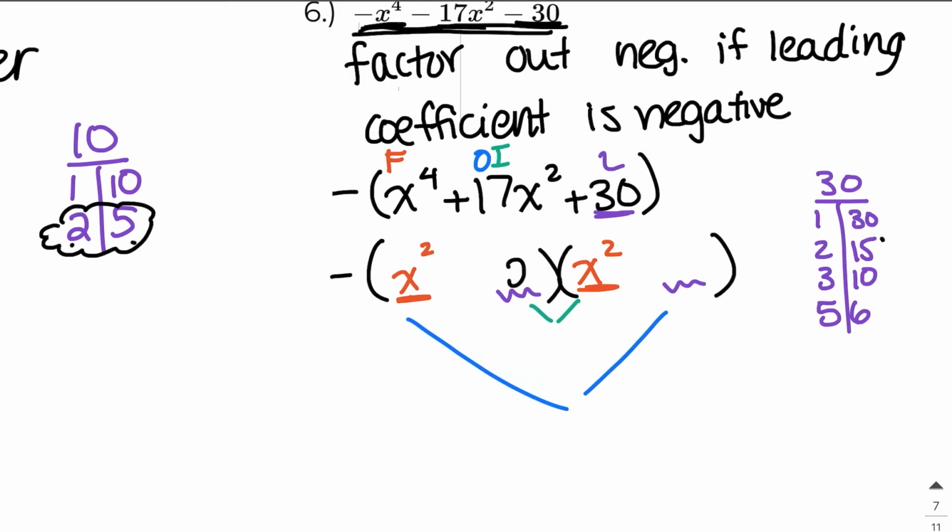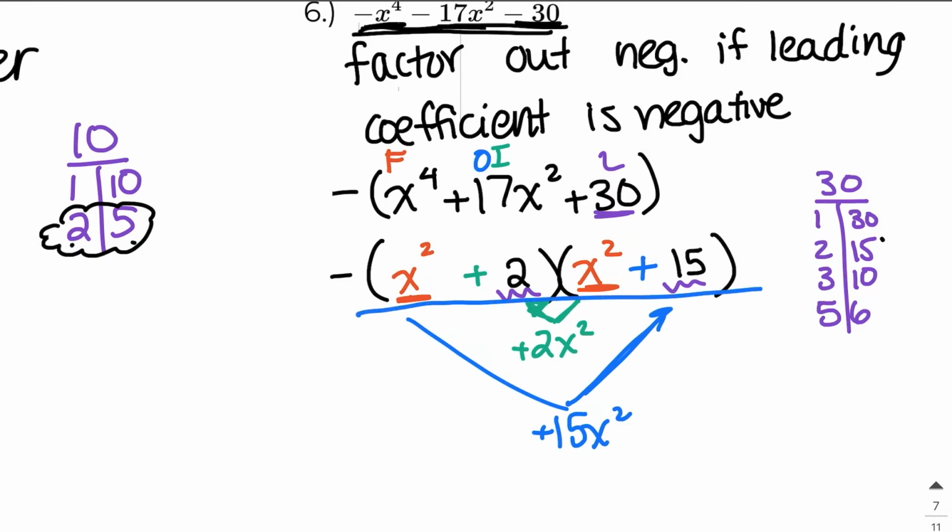So I'll try a 2 here, I'll try a 15 here. x squared times 15 is 15x squared. That's the outside. The inside together will give me 2x squared. If they are both positive, I will be able to get this 17x squared that I'm looking for. So that means that this right here would be a positive 2, and this right here would be a positive 15. And literally, that's it. That's all I have to do. This is my answer. Just make sure that you have that negative in front.